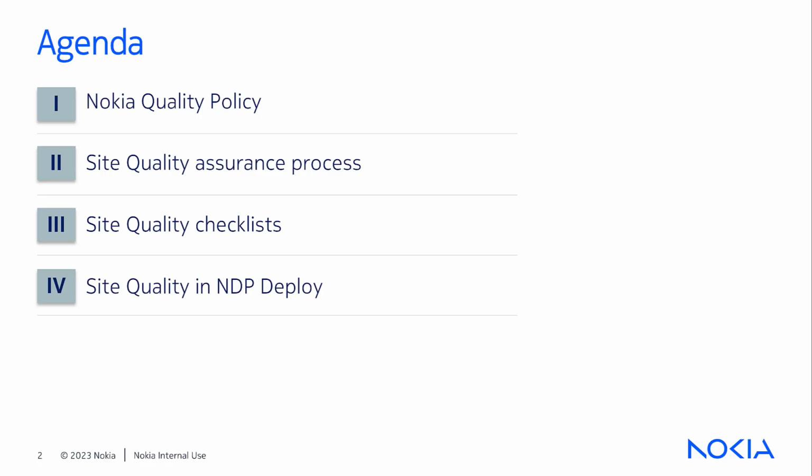First, I will explain Nokia quality policy. I will brief site quality assurance process with different quality steps and related activities. Then concept of the site quality checklist with some examples of checklist items, and how quality aspects are handled in NDPD tool focusing on NDPD mobile app. Finally, I will explain and introduce different quality methodologies like Lean, Kaizen, and Six Sigma.